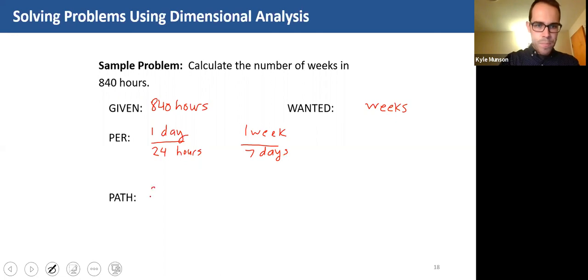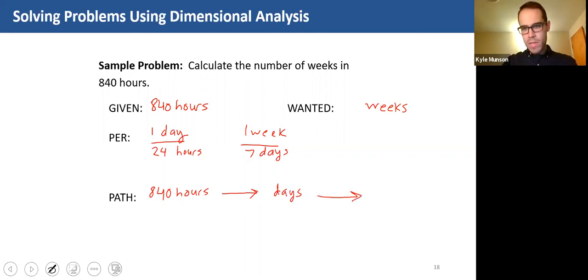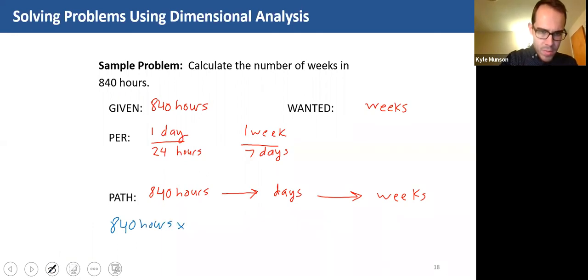Okay, so 840 hours going to days, right? I can convert hours to days, and then I can convert days to weeks. All right? So let's write this out here on the bottom. I'm running out of room, but I'm just writing it step for step so you could follow along. So this is going to be 840 hours times, okay, for every 1 day, 24 hours.